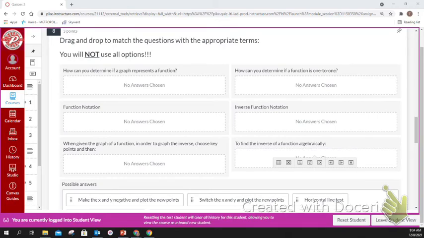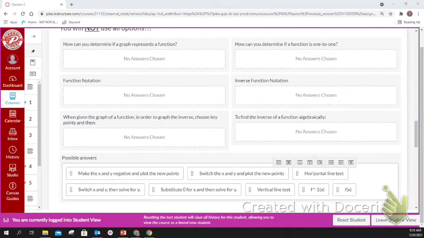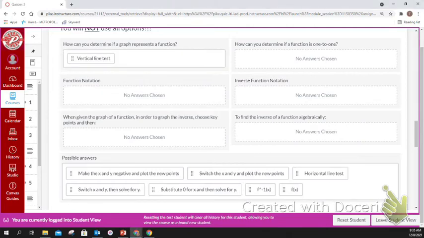For question number 8, it says, how can you determine if a graph represents a function? For it to represent a function, it has to pass the vertical line test. So vertical line test is the test that we use to determine if a graph is a function. Function notation is just f of x. Inverse function notation is f negative 1 of x.